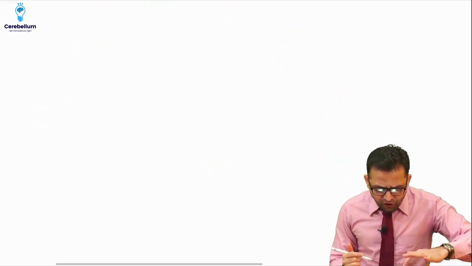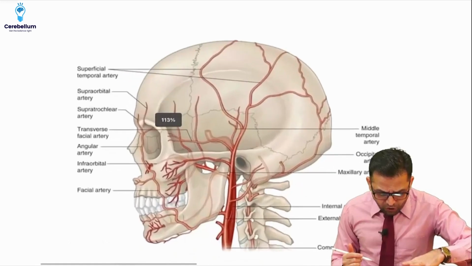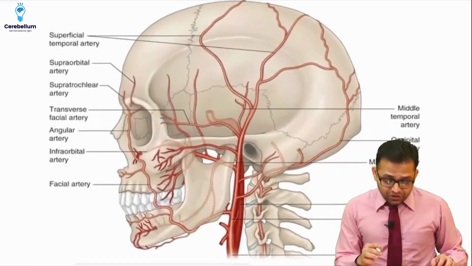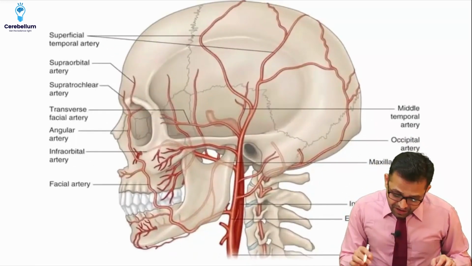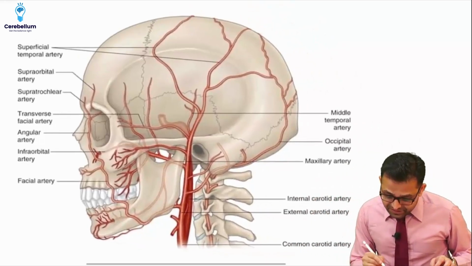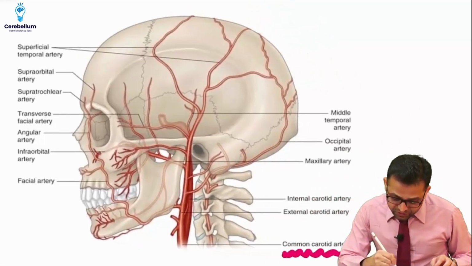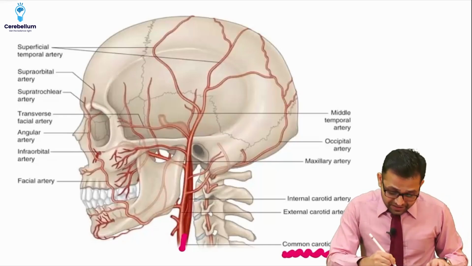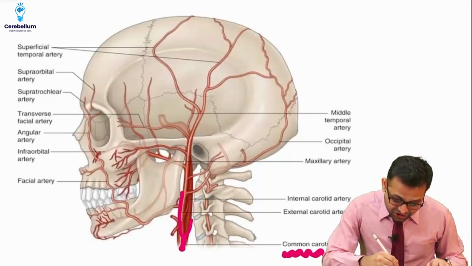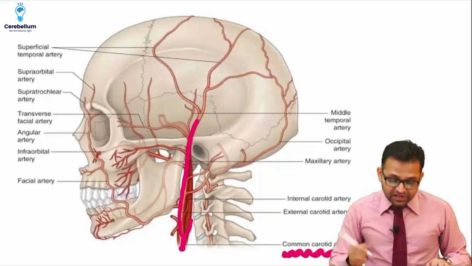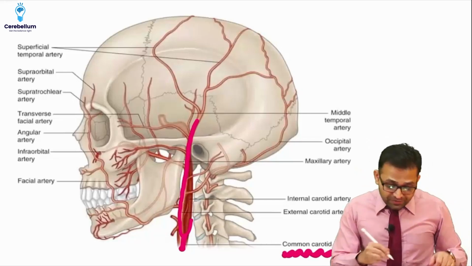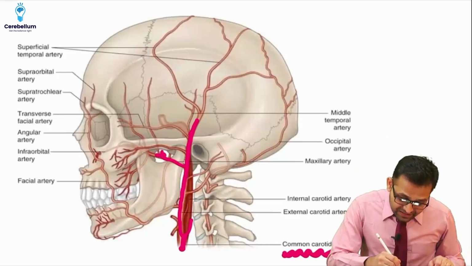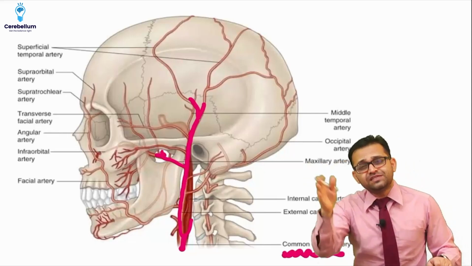For image-based practice, you can observe this beautiful image. You can see the arteries here. This is our common carotid artery, which is dividing into the internal, and this is the external carotid artery. It is giving two terminal branches: the maxillary artery, and this is the superficial temporal artery. We will see them in a different video.